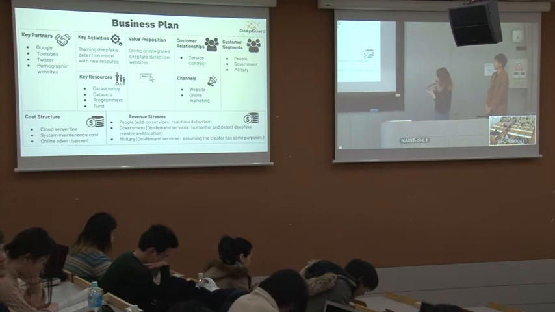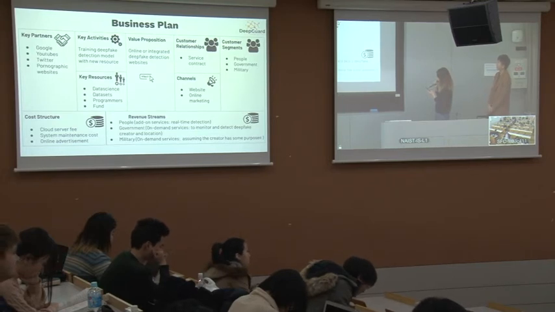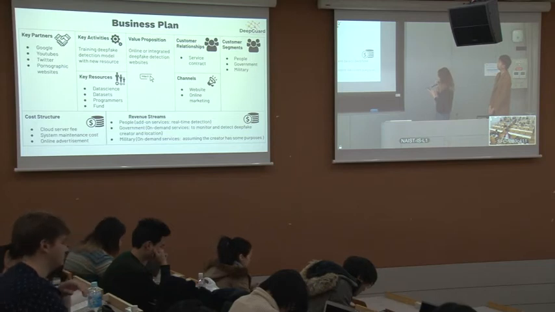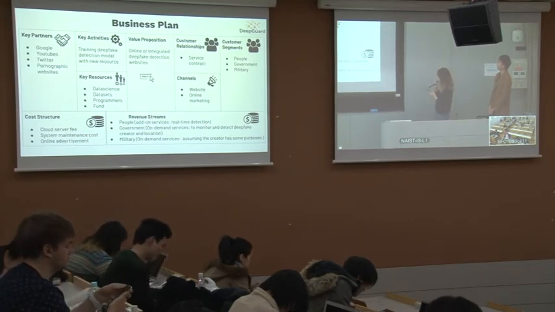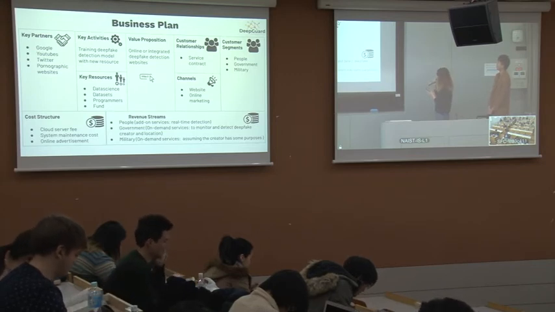To talk about the revenue stream, we can get money based on the target customers, like from people who want to use the add-on service like real-time or automatic detection, and we will also make a contract with governments so they can use the services like monitoring and detecting the deepfake, and also identify the creator and location. And we will make a contract with military like government, in case the creator lives outside the country and had some purpose that the military needs to take responsibility for.